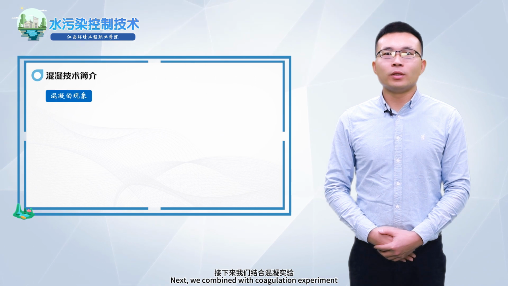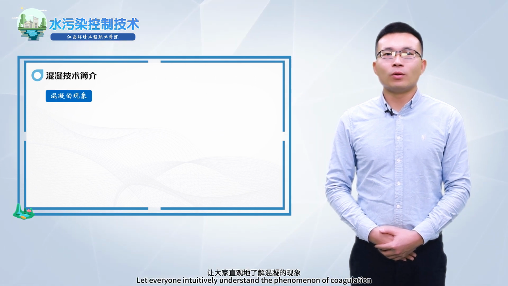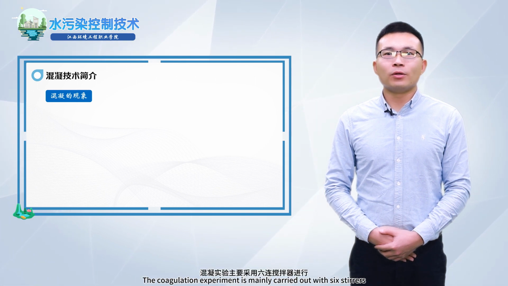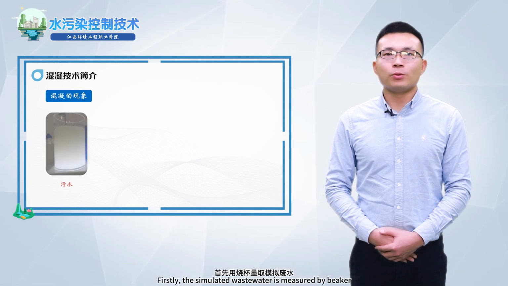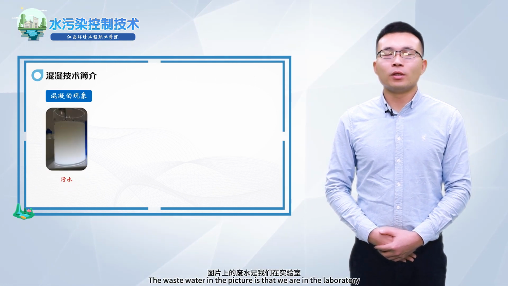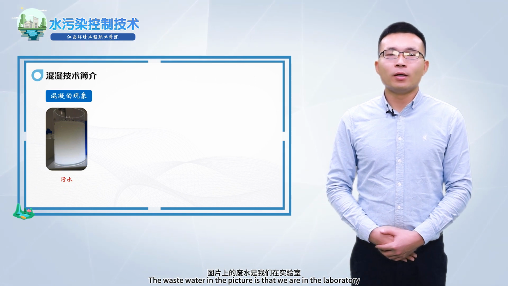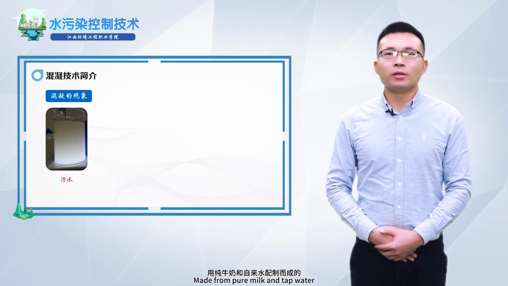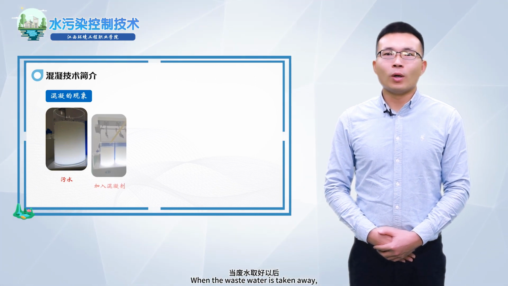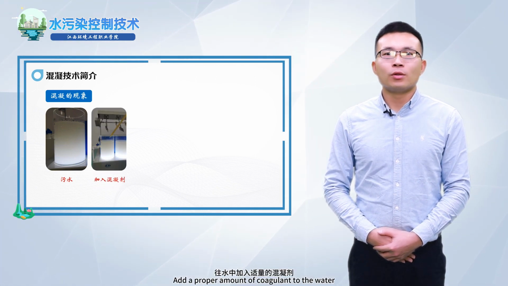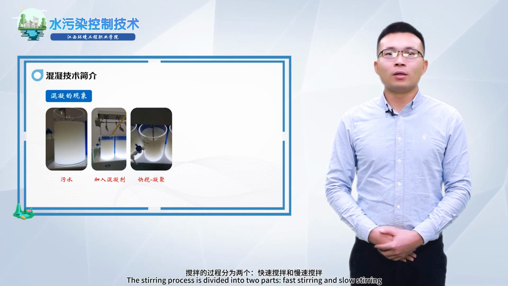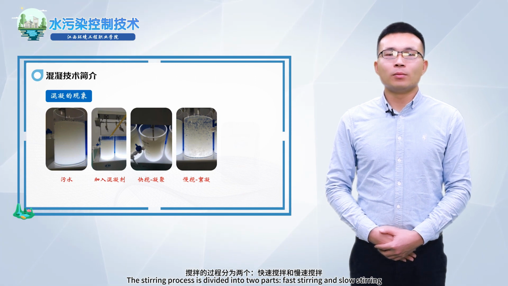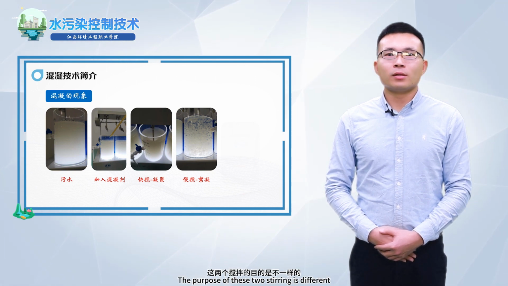Next, we combine this with a coagulation experiment, so that everyone can intuitively understand the phenomenon of coagulation. The coagulation experiment is mainly carried out with a 6-unit stirrer. Firstly, the simulated wastewater is measured into beakers. The wastewater in the picture was made in the laboratory from pure milk and tap water. After the wastewater is measured, add a proper amount of coagulant to the water. Subsequently, stir. The stirring process is divided into 2 parts: fast stirring and slow stirring.